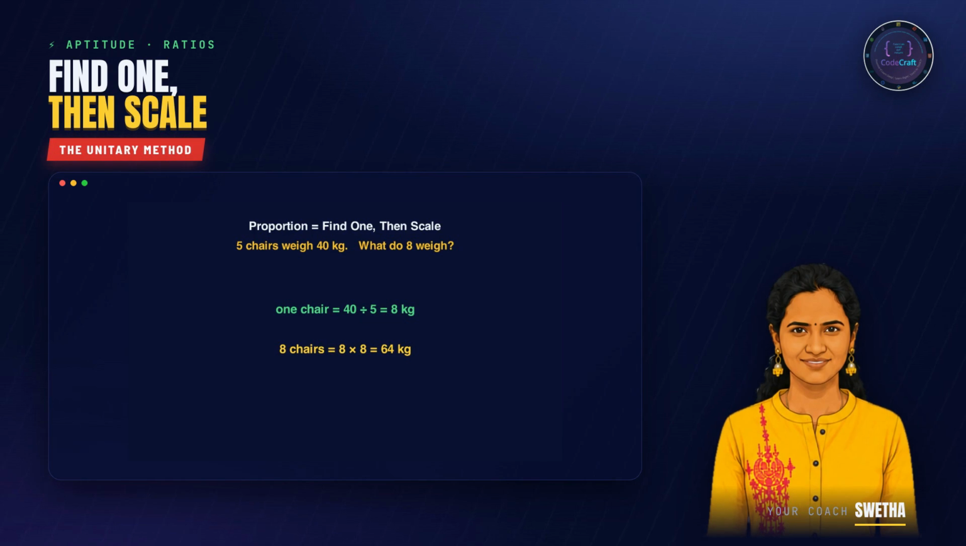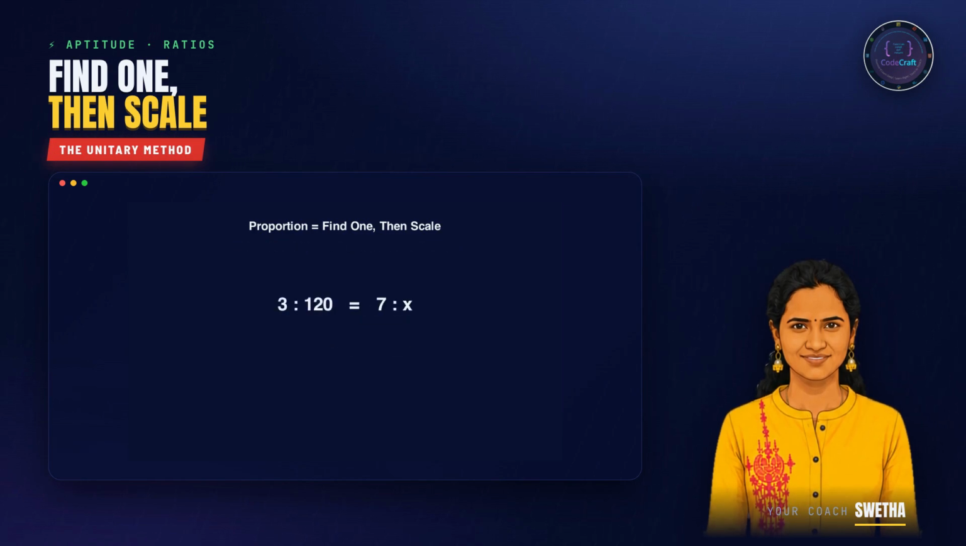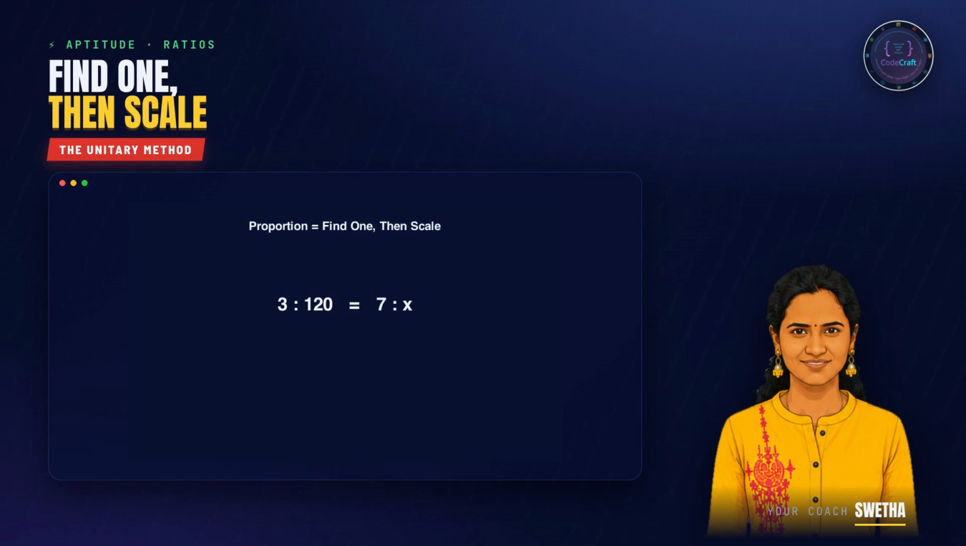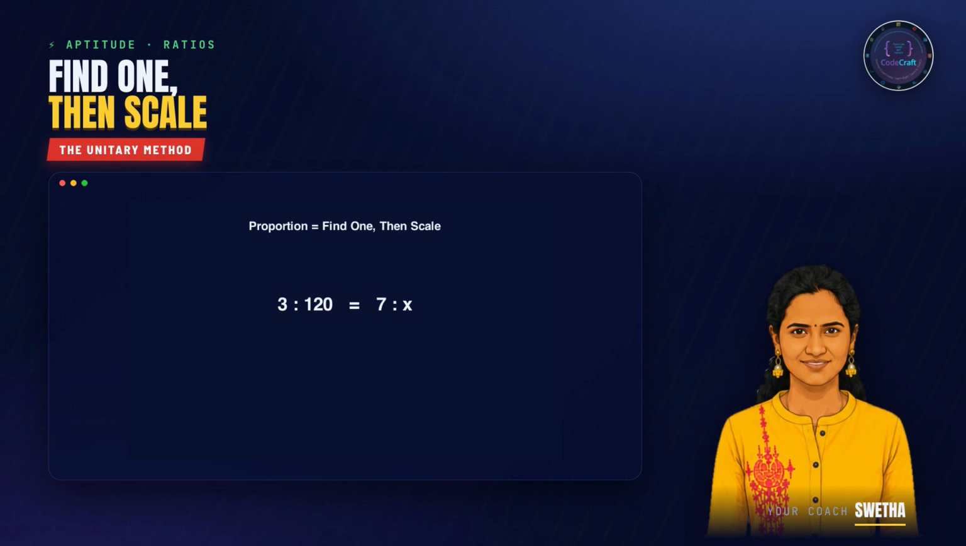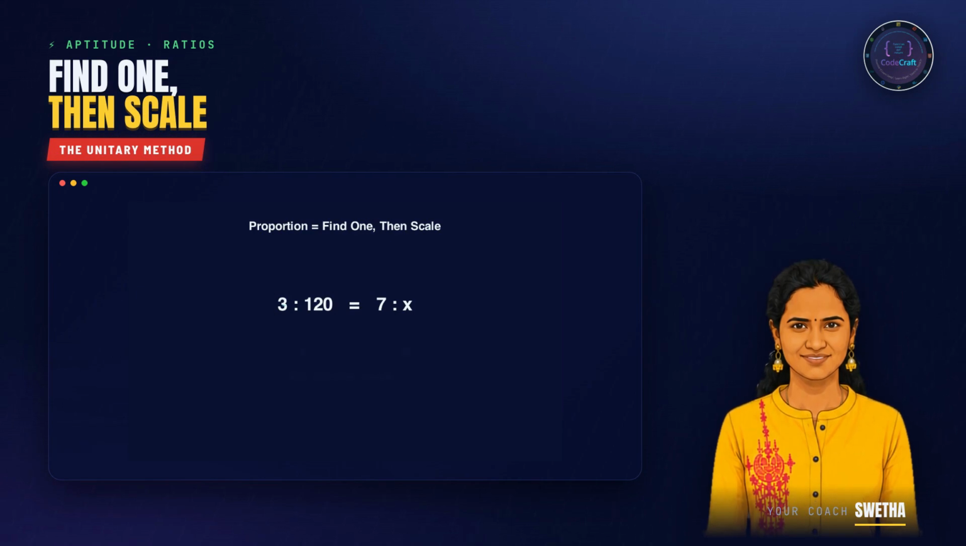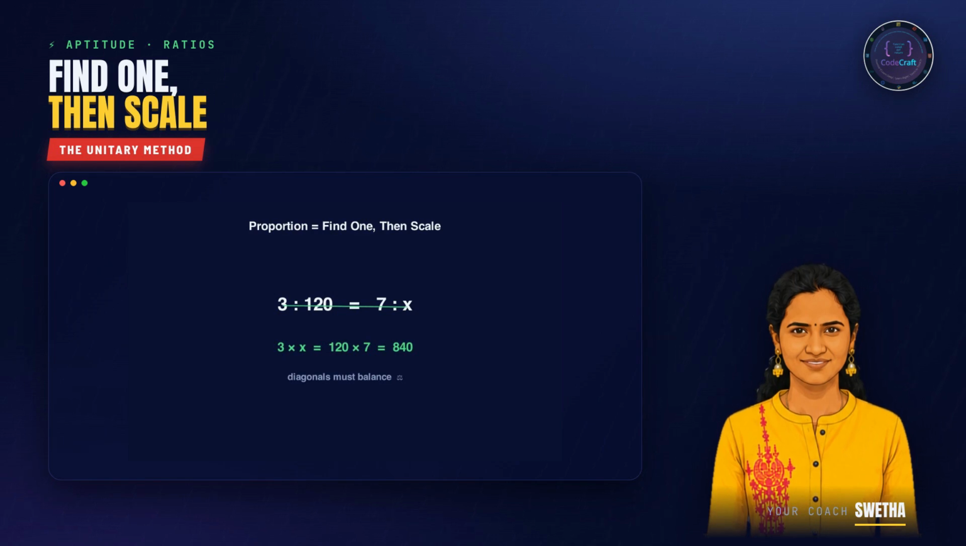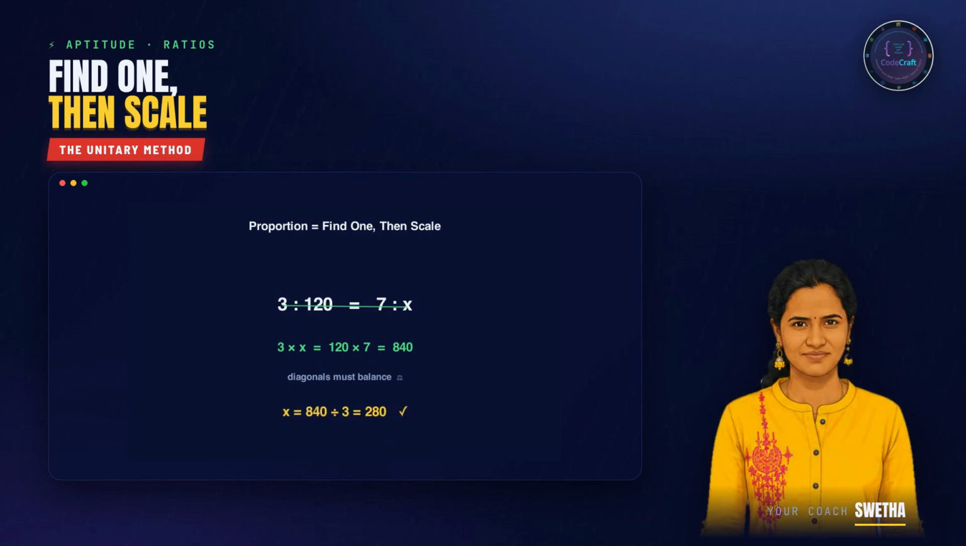Now, exams love to dress this up as a proportion. 3 is to 120 as 7 is to what? When two ratios are set equal like this, there is a shortcut. Cross multiply. 3 times the unknown equals 120 times 7. The two diagonals must balance, like a seesaw. Solve it and you get the same 280.